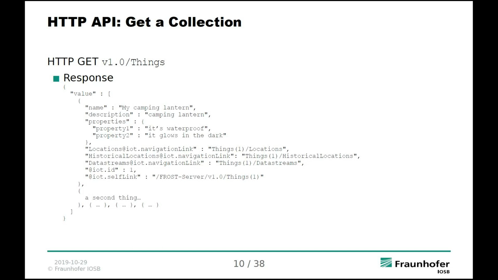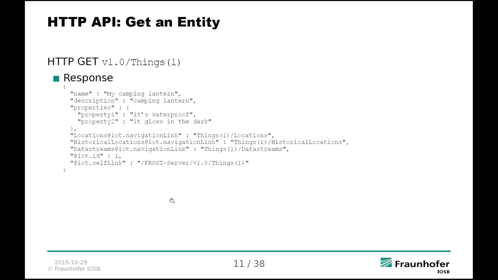Only the basic properties are included directly in the JSON. The links to other entities are just included as links. So for locations and for the data streams and so on, we just have a link. If we follow that link, we get, of course, again, a list of that entity. And we have the ID and additionally a self link. Okay, if I add the ID in brackets in the URL, so things 1, I only get, of course, one thing.